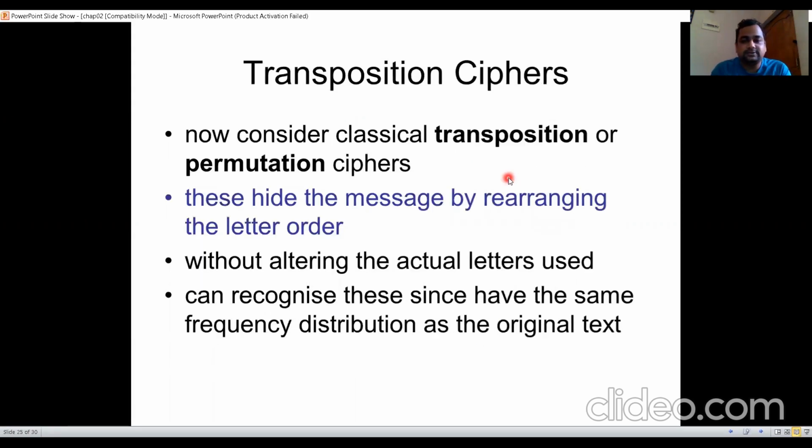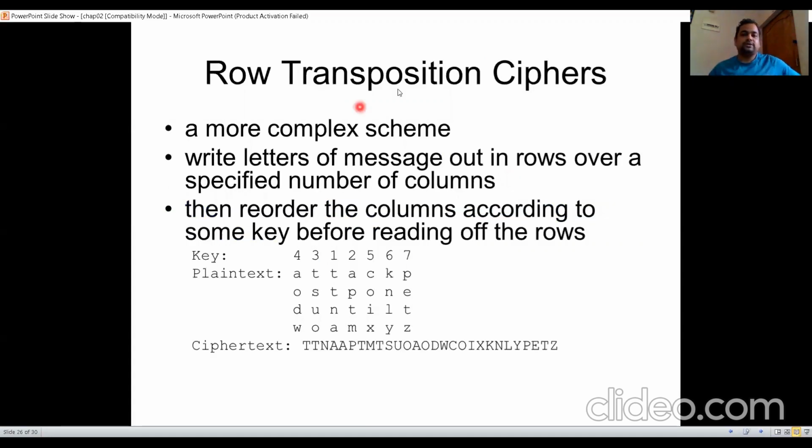Next, another classical method is called transposition or permutation. As you know, transposition is nothing but rearrangement of the letters: shuffling of the letters, or altering the positions of the letters. So the first one is row transposition. The row is transmitted over here. The number of rows can be specified with the number of columns. Then reorder accordingly. So let us consider an example.